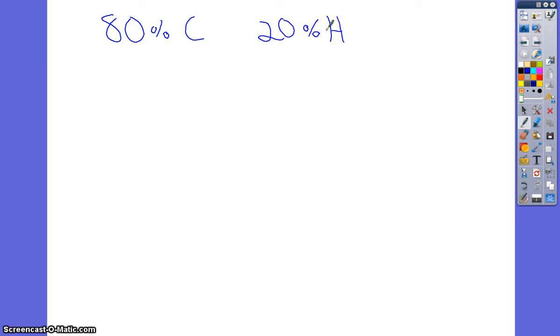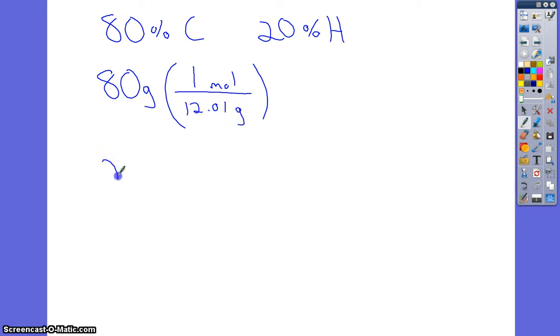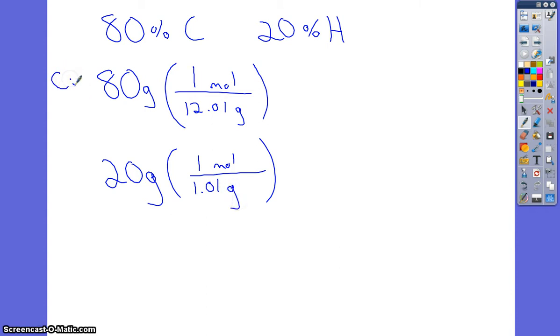empirical formula could make this work, I could certainly guess and check, but I can figure it out. So I start with the fact that if it's 80% carbon, I treat it like I have 80 grams of carbon, and I find out how many moles of carbon that is by multiplying by 1 mole for every 12.01 grams. And for hydrogen, I say I have 20 grams of hydrogen, because if I have 100 grams total of the compound, it would make 20 grams of hydrogen, and multiply that by 1 mole for 1.01 grams, because here I'm working with carbon, here I'm working with hydrogen. So hydrogen is 1.01 grams per mole.